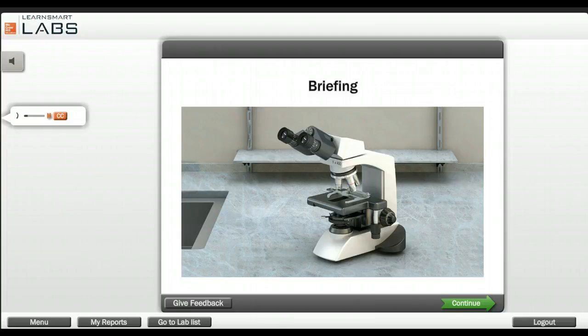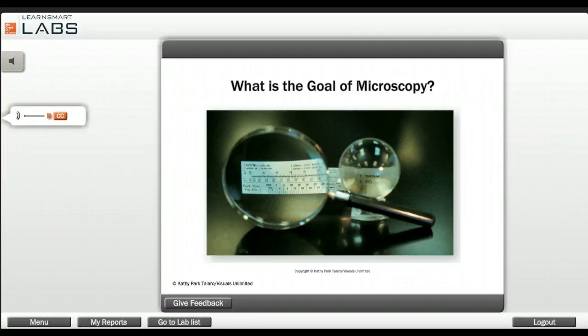Let's start by reviewing some basic concepts of microscopy and the types of cells and microorganisms that can be visualized using a microscope. The goal of microscopy is to create an enlarged, clear image of objects too small to be seen without magnification.